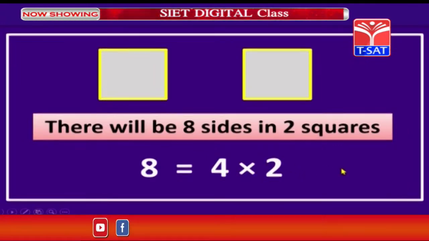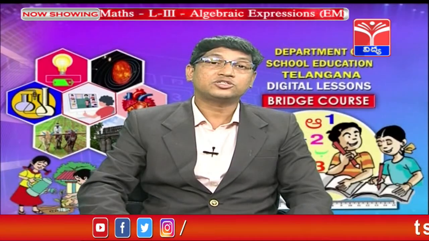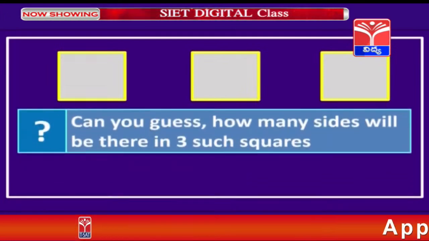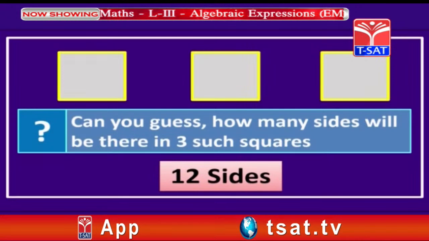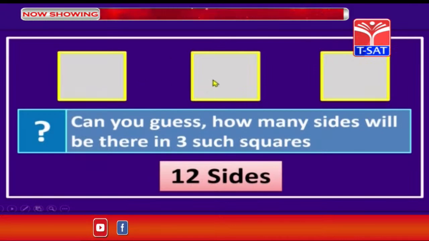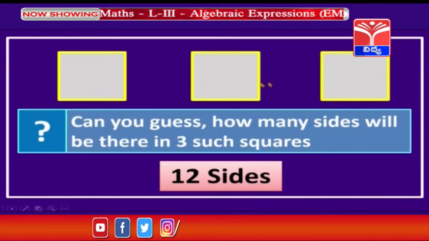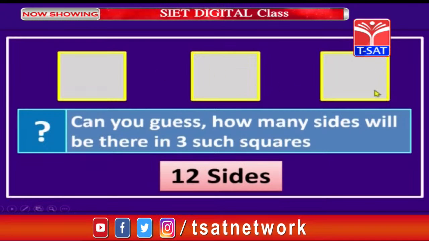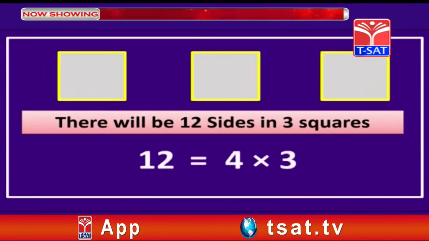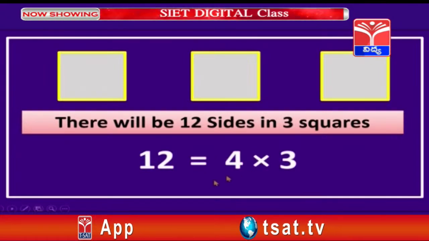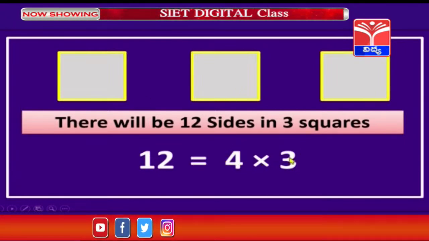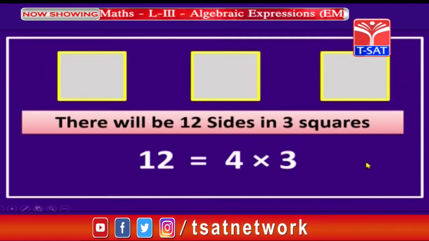Got it children? Now take a look when we have 3 squares as shown on your screen. So we have 3 squares and how many sides will be there children in all? Yes, we will have 12 sides children, because 4 for this square plus 4 for this, 4 plus 4, 8 plus 4 sides of this square. So overall total number of sides will be 12. Now I am going to write 12 as 4 into 3. Why again 4 into 3 children? Because number of sides of a square is 4 only, into there are 3 squares, so into 3. So 4 into 3 we will get it as 12.